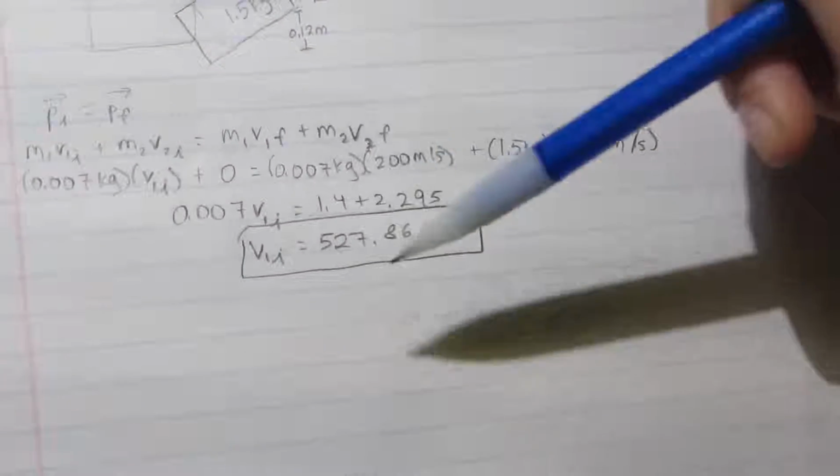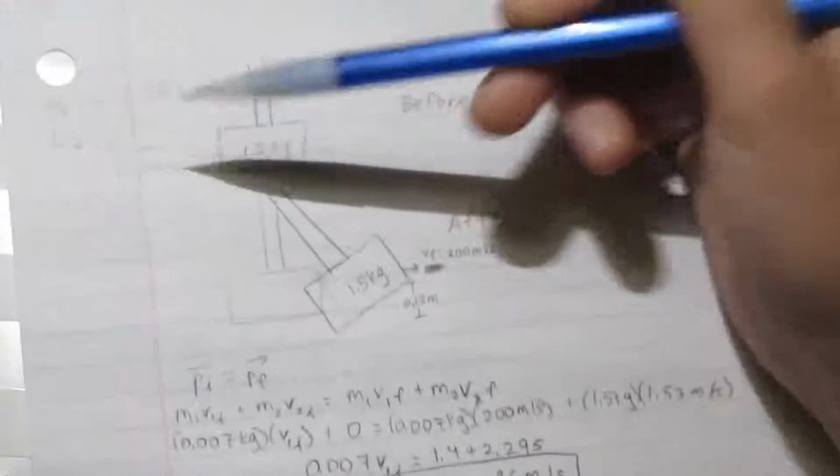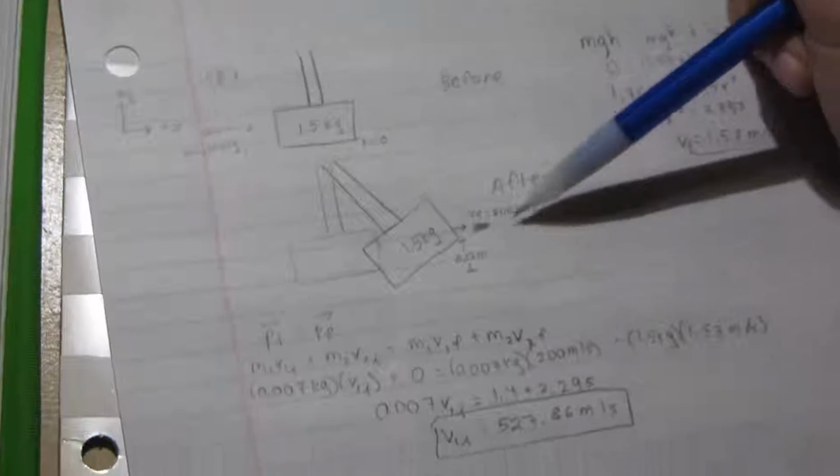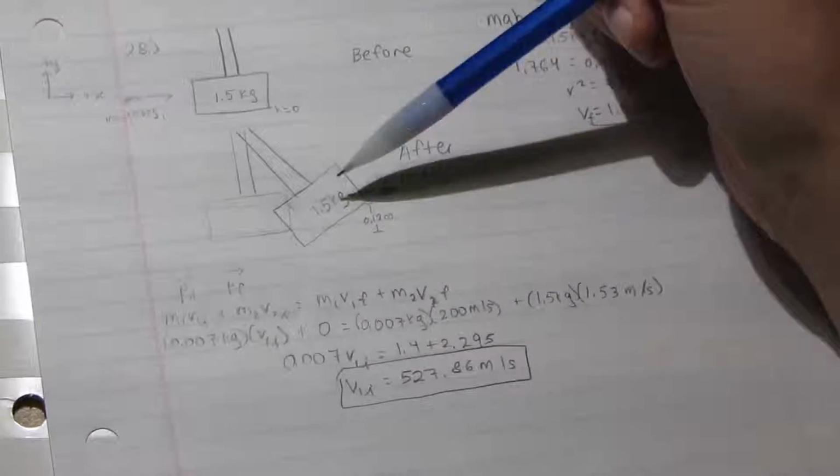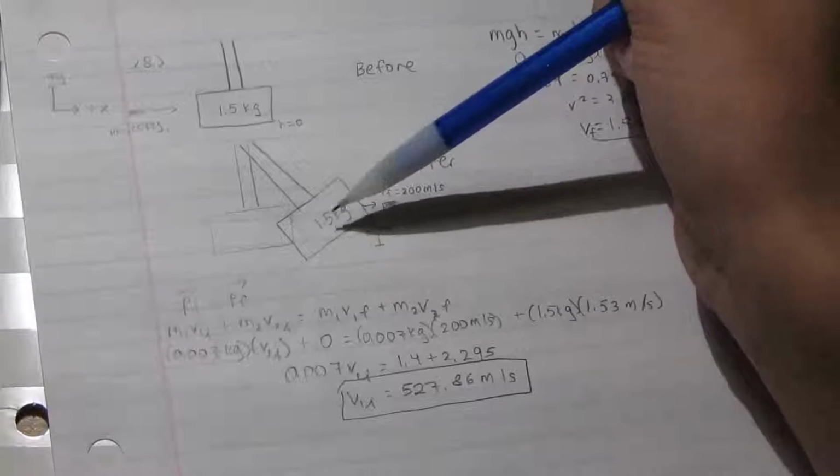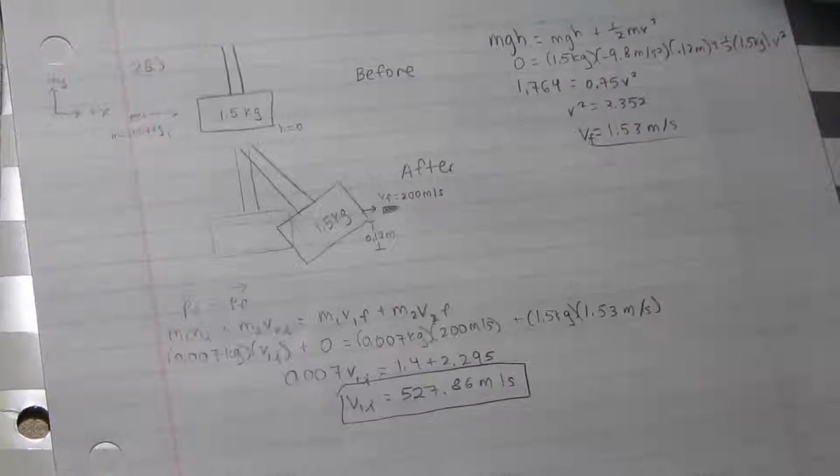And this makes sense because the initial velocity of the bullet is obviously going to be faster than the final velocity because it slows down once it hits the block, and then the energy from that transfers into the block moving up.